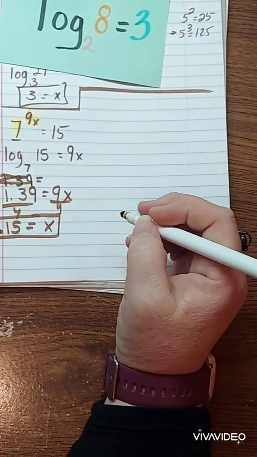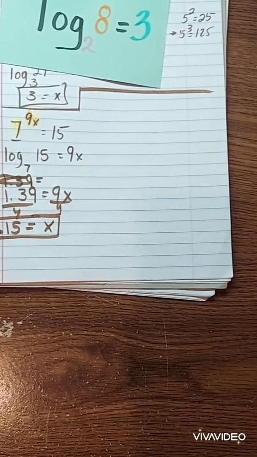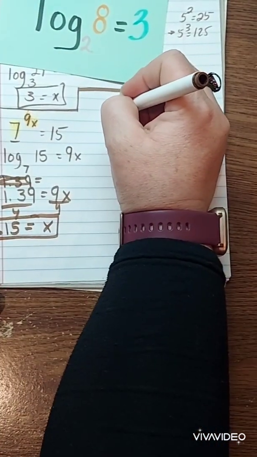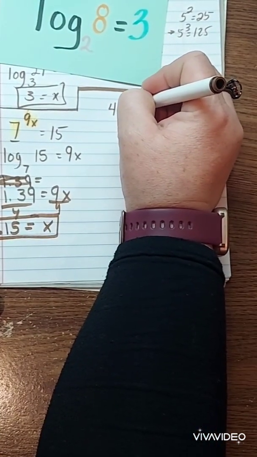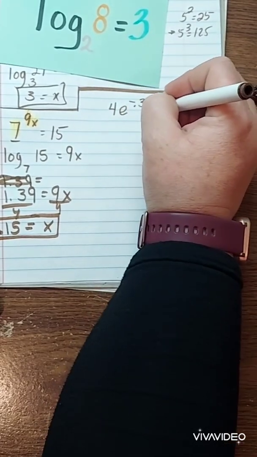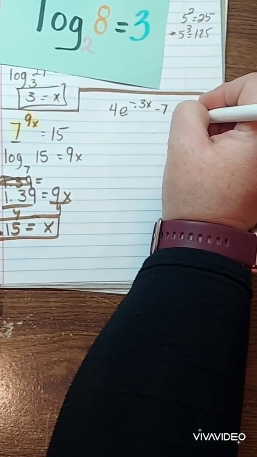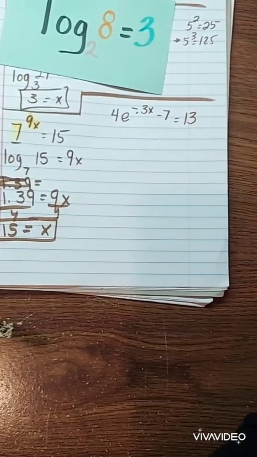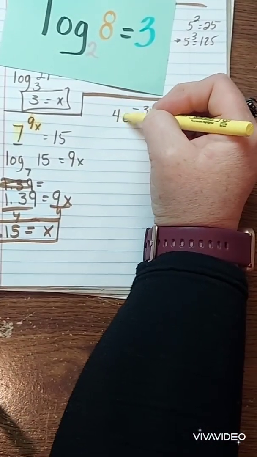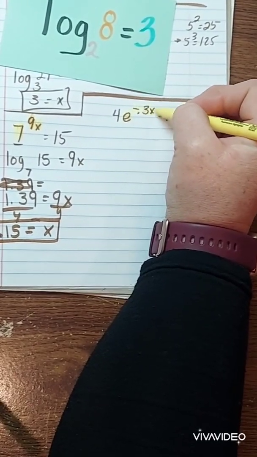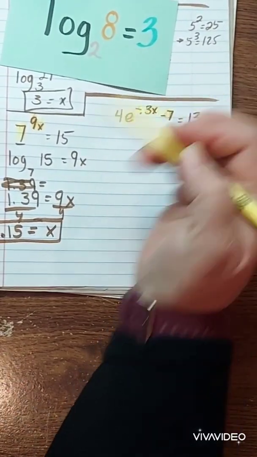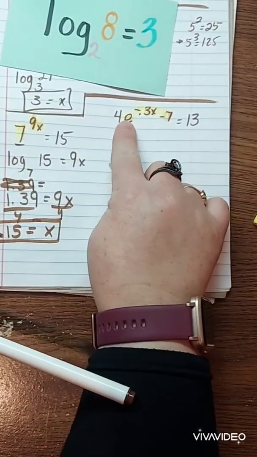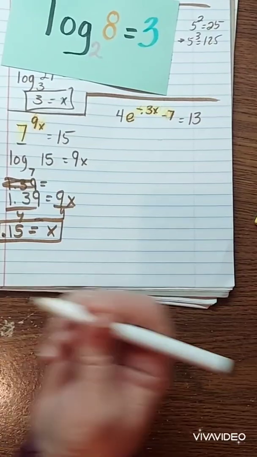Okay, the next one we tackled here was 4e to the negative 0.3x minus 7 equals 13. Okay, so let me ask you this. I know there's an e, but it's still a number to a power. This is all the power. Sorry, I didn't write it up in the power. That's all the power. So this is what I want to solve for.